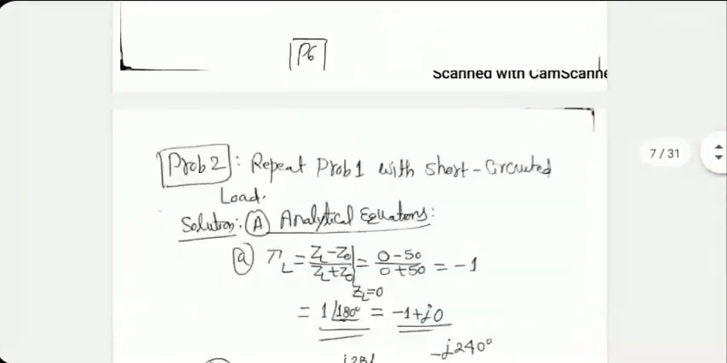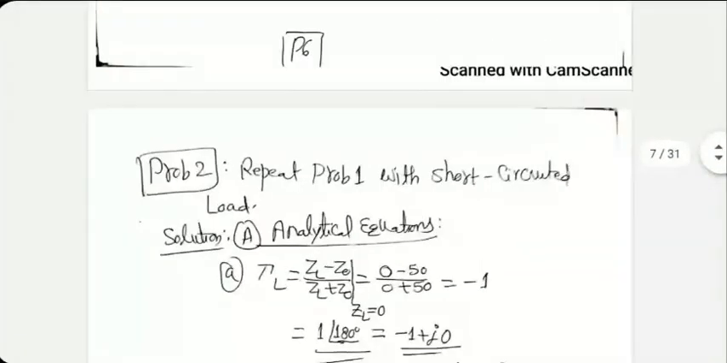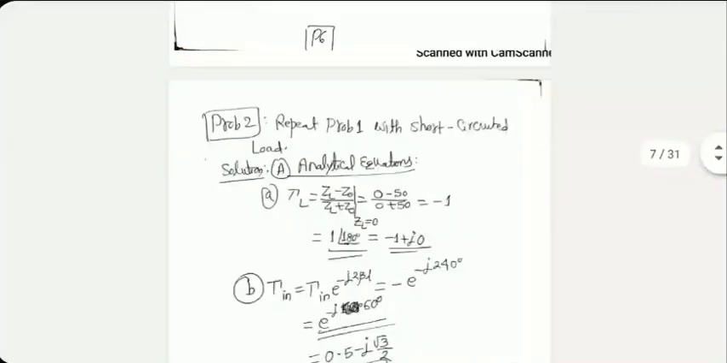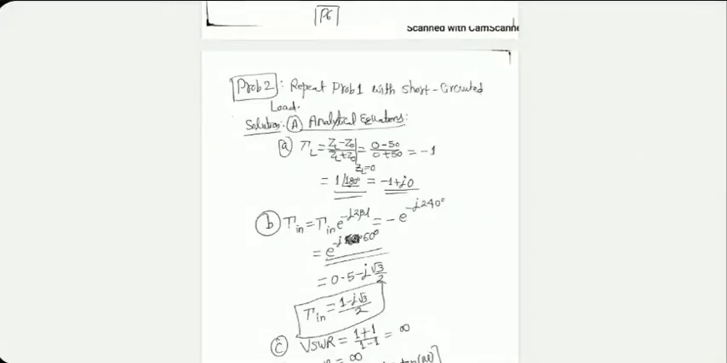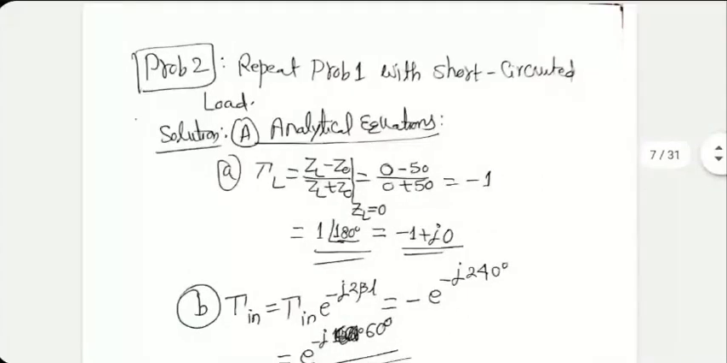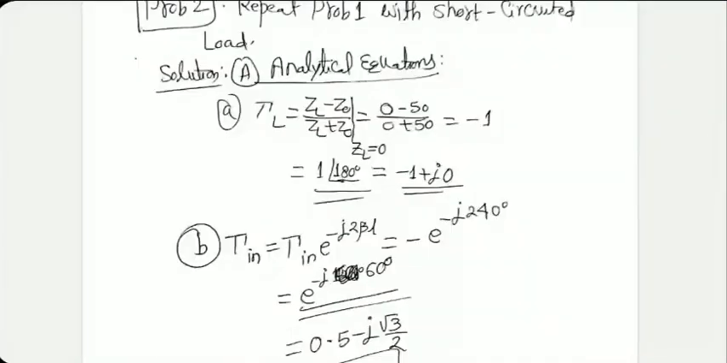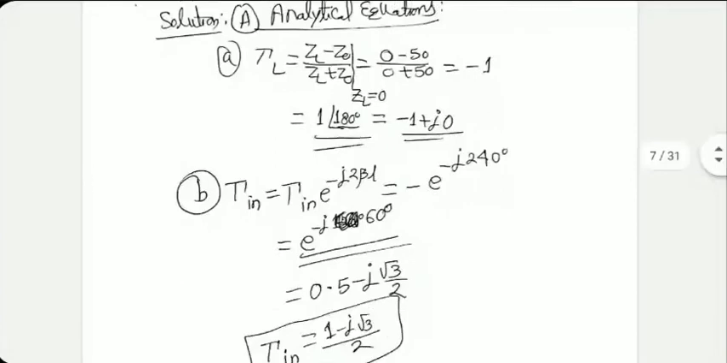Now, the second problem says repeat the same thing as in problem 1, but with a short circuited load. In this case, tau L, let's start using the analytical equations first. Tau L is ZL minus Z0 divided by ZL plus Z0 when ZL goes to 0. So it should be -1 now. For the open circuited case, tau L is +1. For the short circuited case, it is -1. 1 with an angle of 180 degrees or -1 plus J0, whichever way you want to put it. Tau input will be the same value as tau L, but with a phase shift of e to the power minus J240 degrees. Okay.